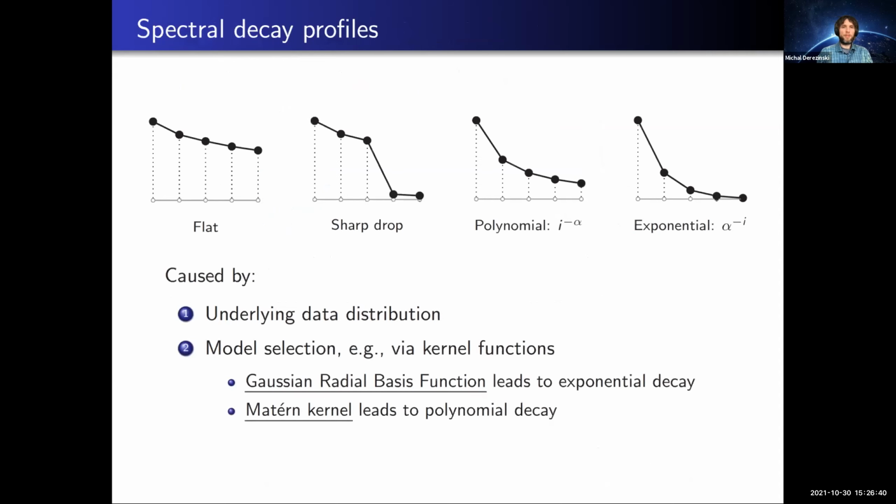So there are several types of spectral decay which are commonly observed in real-world data sets, such as a flat decay, a sharp drop, and a range of smooth decays with polynomial or exponential rates. In fact, often we may be able to anticipate the type of spectral decay even before we look at the data, for example, because of some prior knowledge coming from the domain about the underlying data distribution. And in some cases, we can actually control spectral decay through model selection, for example, by choosing an appropriate similarity kernel.